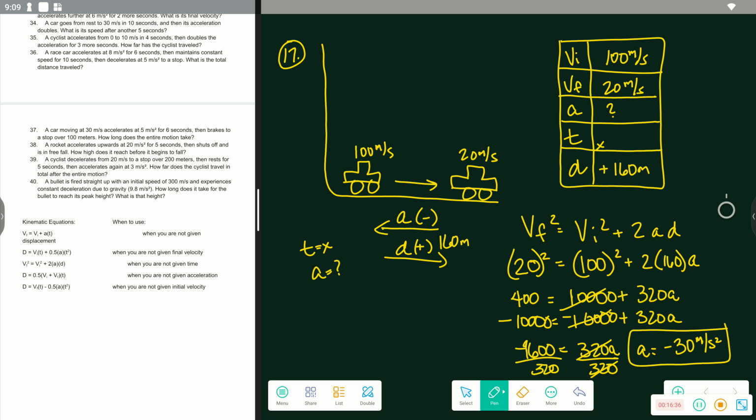Why? Because your acceleration has to be negative. Because you're going from 100 meters per second to 20 meters per second, your velocity is positive, but your acceleration has to be negative because you're slowing down. Your acceleration will always be against the motion if the object is slowing down. All right, so that's 17.